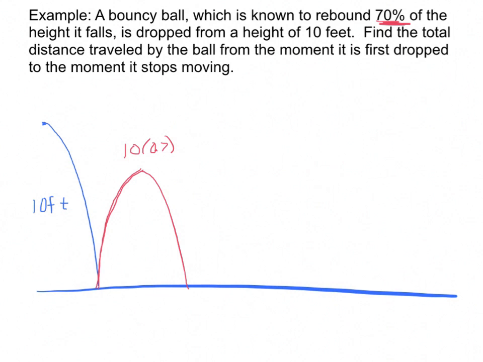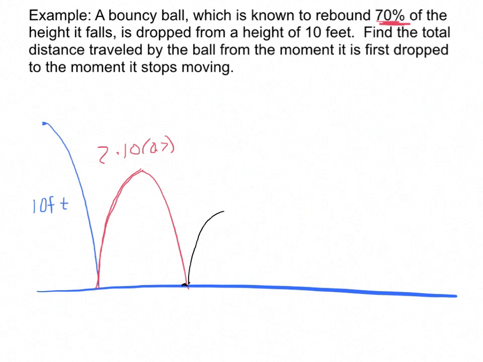So in total, in the red part of this arc, it would make sense that the ball actually traveled twice that 10 times 0.7. It traveled 7 feet up and 7 feet back down. So that's how much it travels there. Again, what happens next? When the ball hits the ground here, it bounces again. And when it bounces back up, how far does it go?